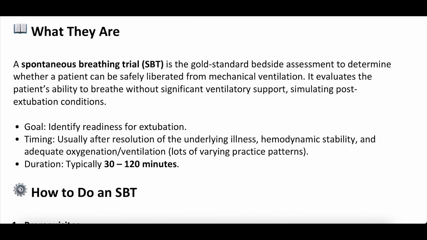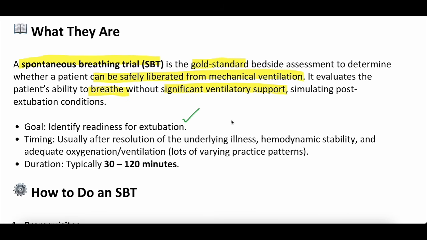So what are spontaneous breathing trials? Well, a spontaneous breathing trial, as many of us know, is kind of the gold standard bedside assessment tool to determine whether a patient can safely be liberated from mechanical ventilation, right? So it's an evaluation of the patient's ability to breathe without significant ventilatory support. A way to simulate extubated conditions, to understand if a patient might be ready to be liberated from mechanical ventilation. So the goal here is we're trying to identify the readiness for extubation.